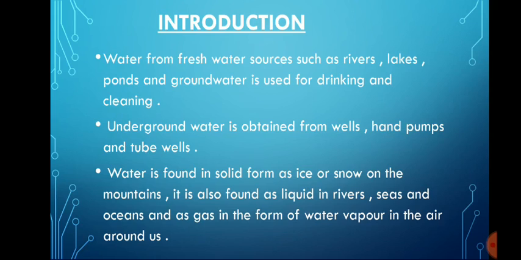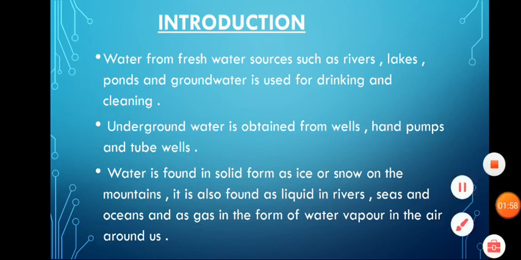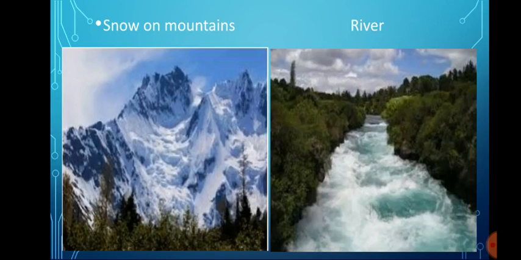Children, water is found in three forms. First, the solid, second, the liquid, and third, the gas. Water is found in solid form as ice and snow on mountains, in liquid form in rivers, seas, and oceans, and in gas form in the air around us. In this picture, you can see snow on mountains and a river.